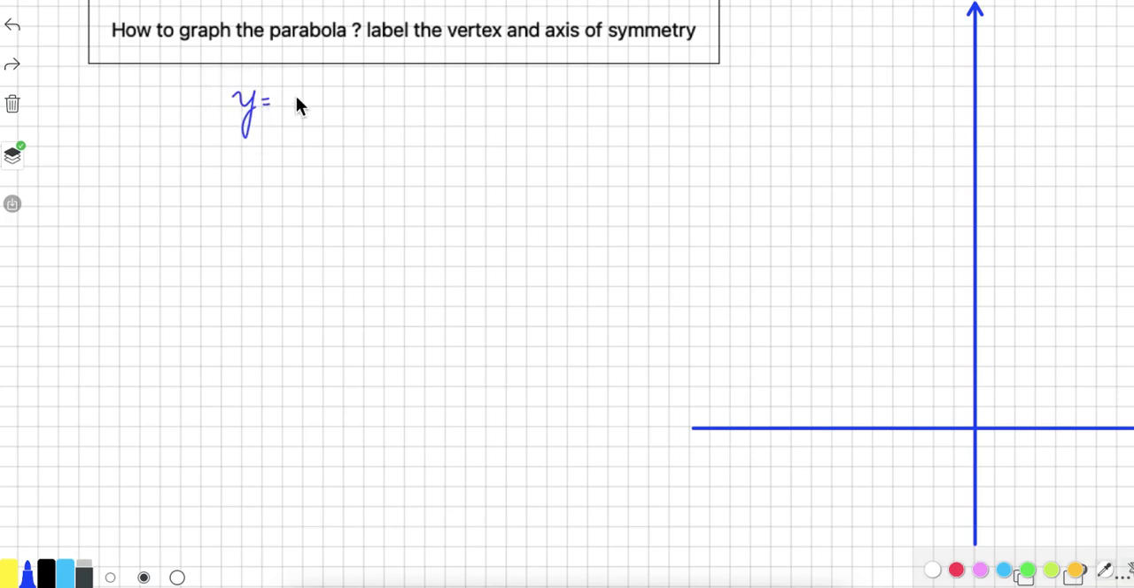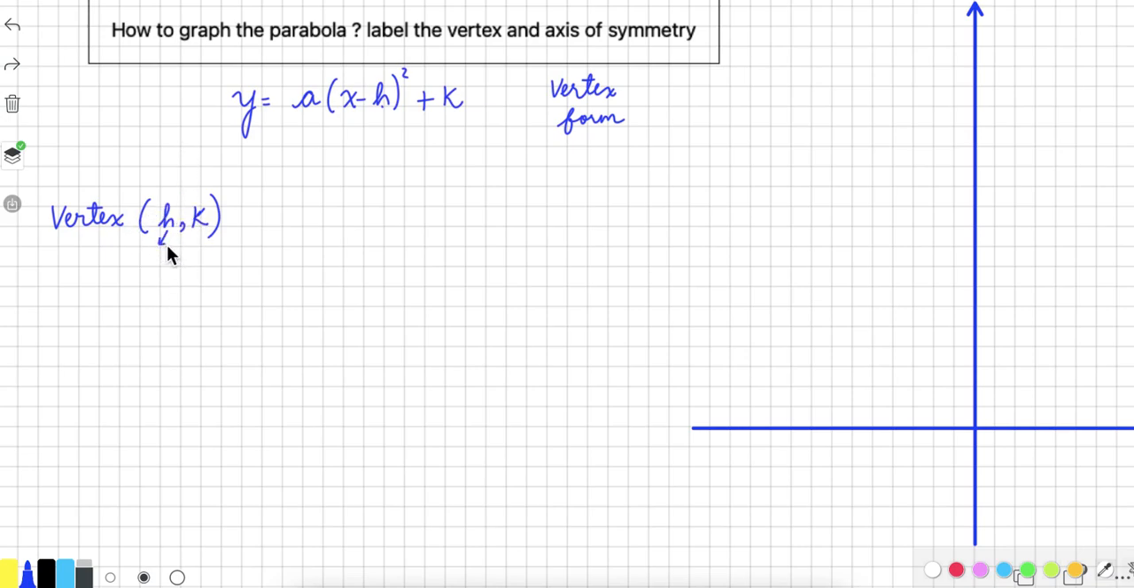This is how the vertex form looks: y equals a(x minus h) whole squared plus k. Now that is the vertex form. Why do we call this the vertex form? Because we can easily identify the vertex from this format. The vertex is always going to look like the h value and then the k value. So by looking at the h and the k, you can easily get the vertex.